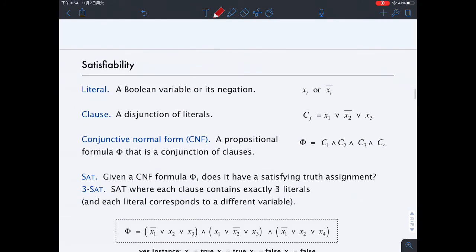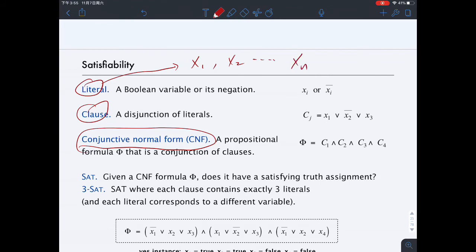In the CSP problem, we have three central notions. One is the literal, the second one is the clause, and the third one is the conjunctive normal form. Literals are really just the variables x1 up to xn, such that each xi is a Boolean variable. A Boolean variable means that it can either be true or false. Maybe in C++ or Java, you can think of true as 1, false as 0. So it's a binary or Boolean variable. This is a literal.